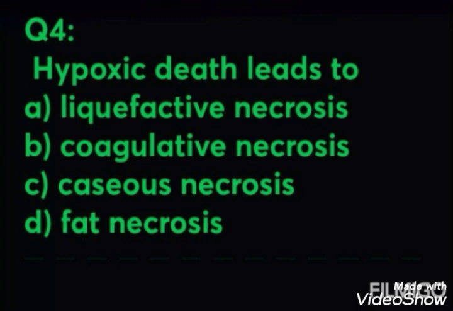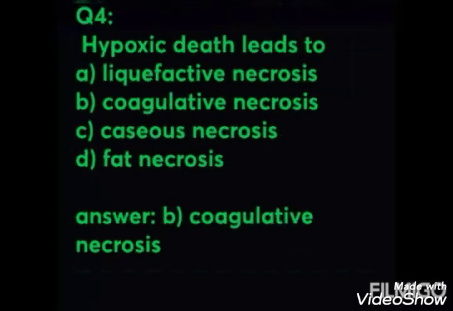Question number 4. Hypoxic death leads to option A, liquefactive necrosis; option B, coagulative necrosis; option C, caseous necrosis; option D, fat necrosis. So, hypoxic death leads to which type of necrosis? The answer is option B, coagulative necrosis. Hypoxic death leads to coagulative necrosis due to ischemia.